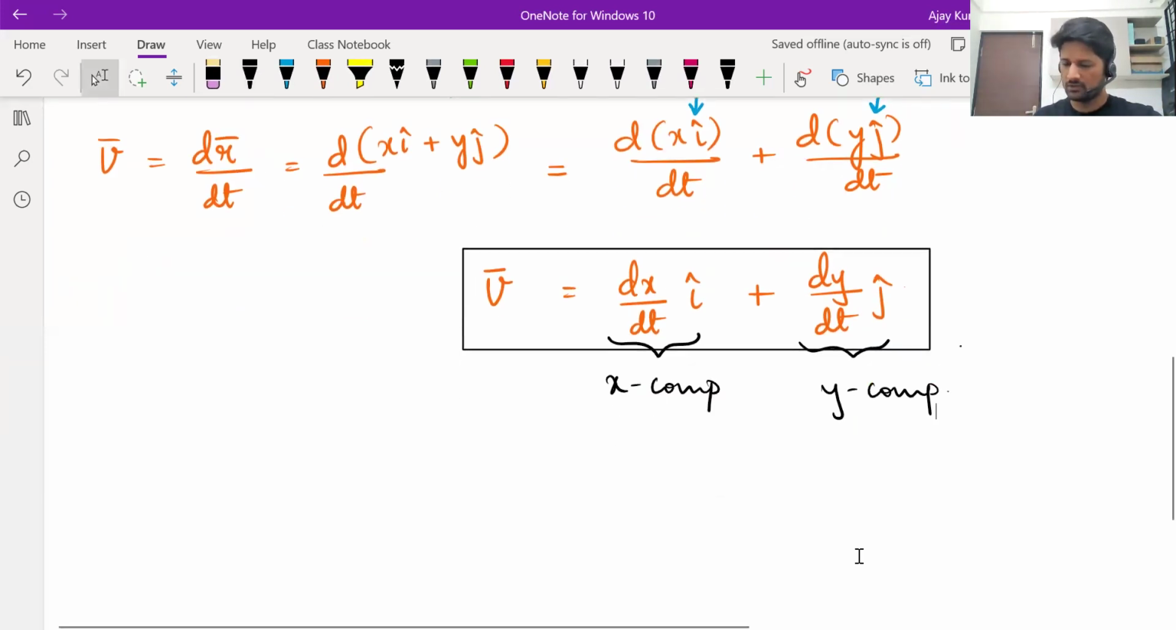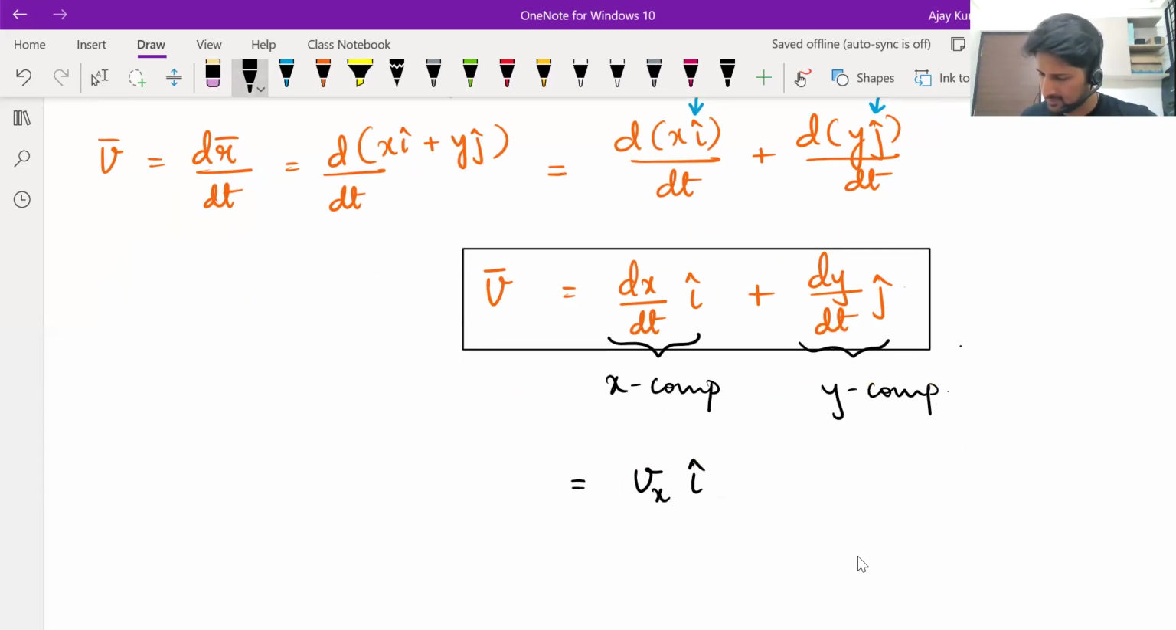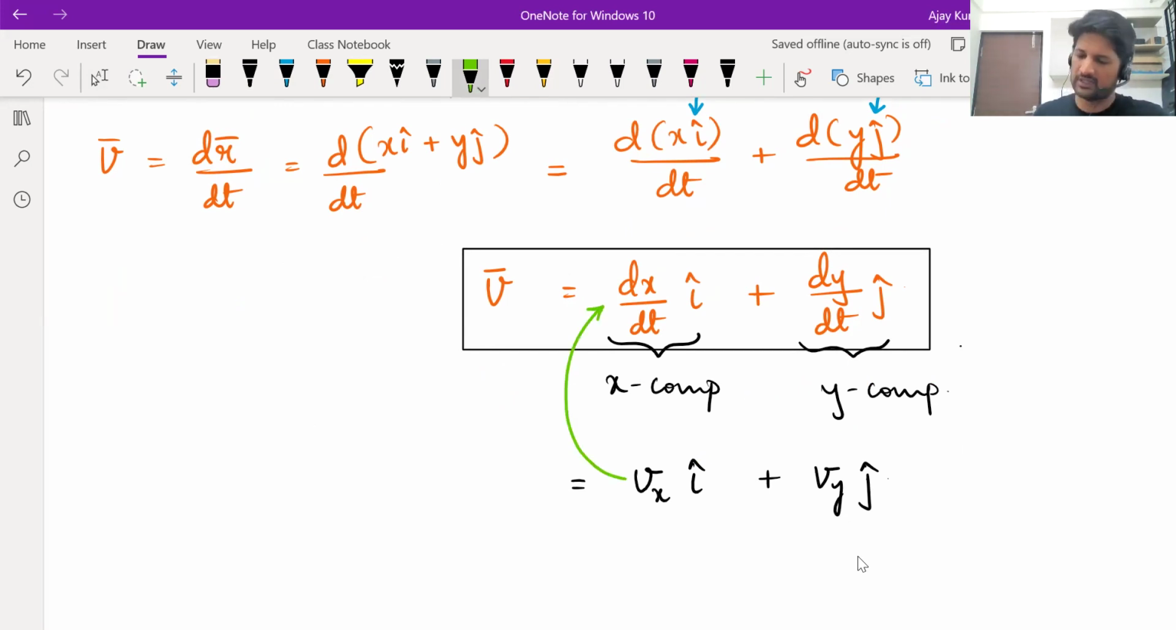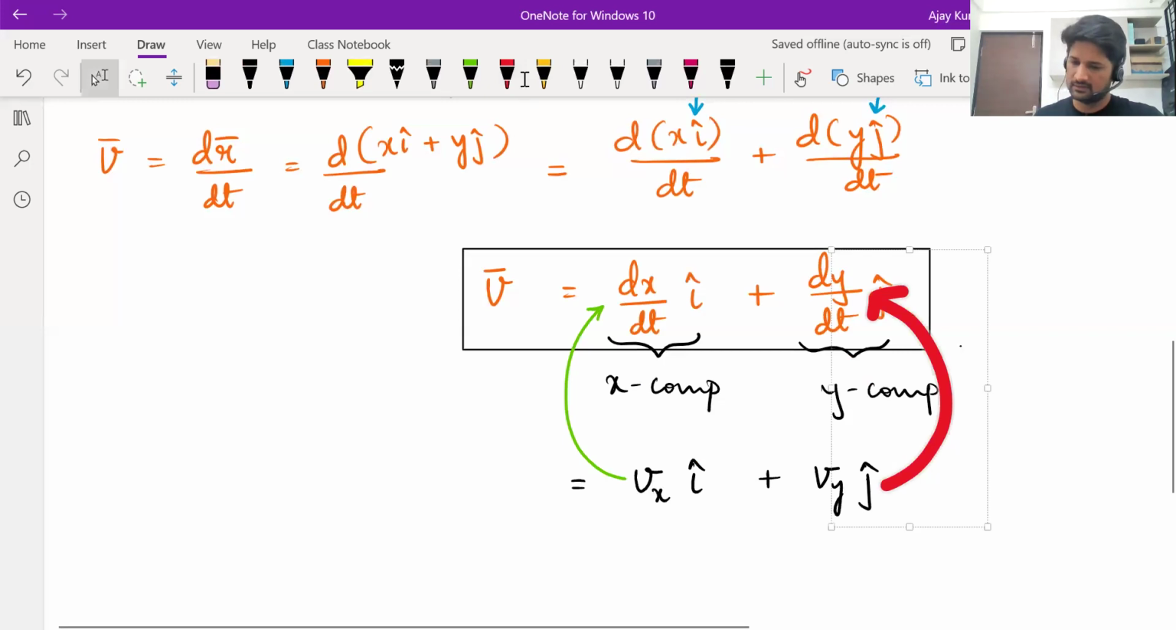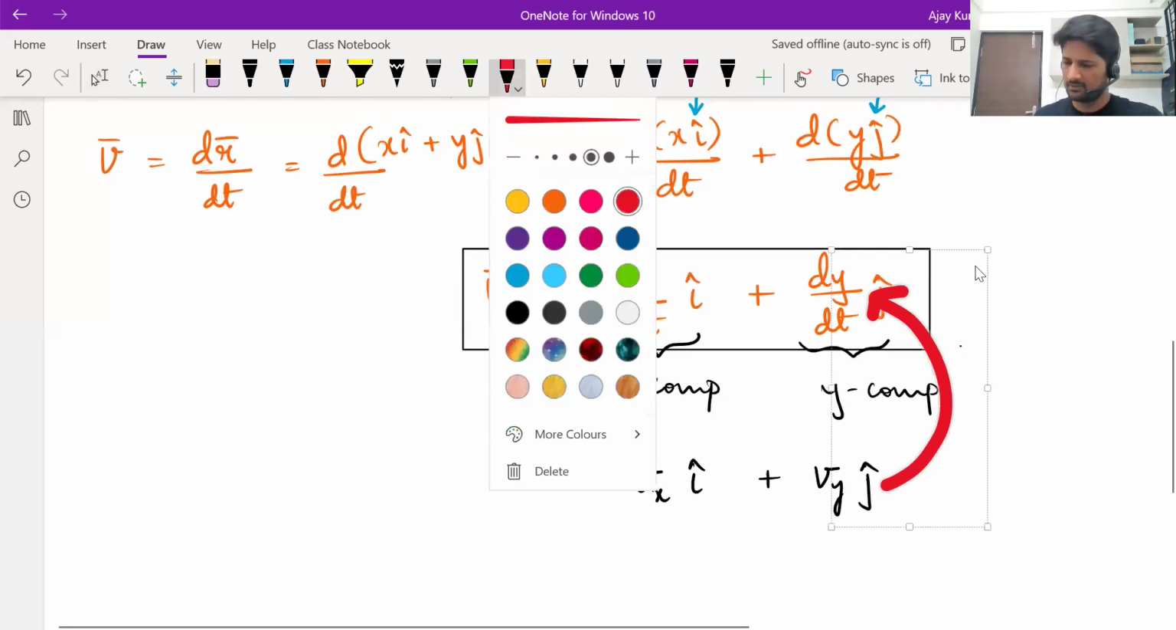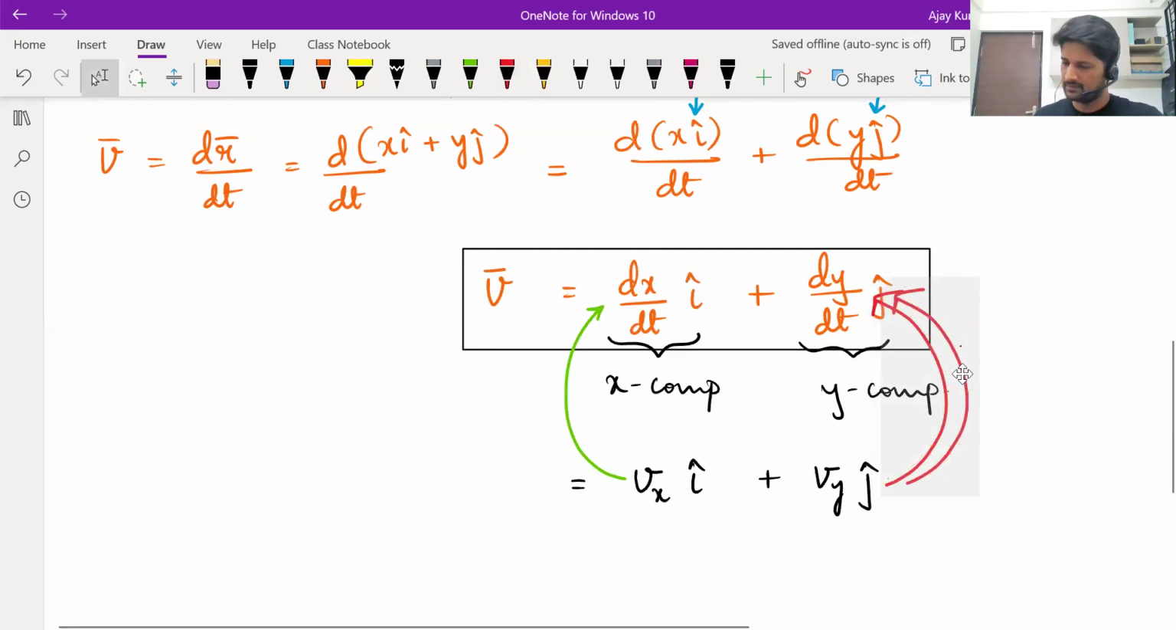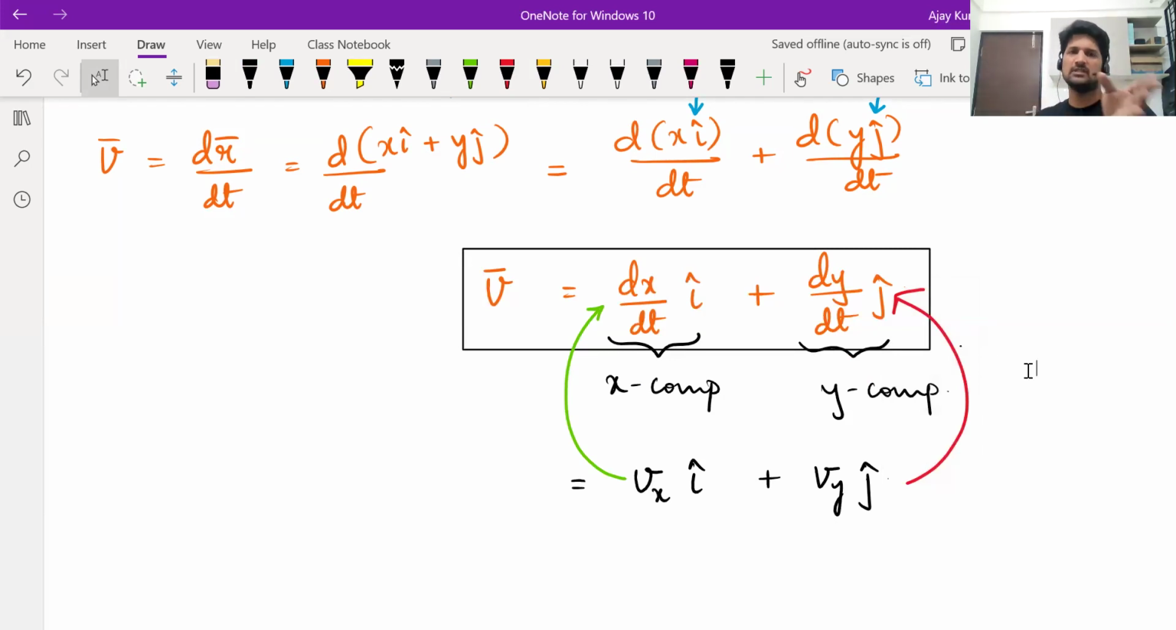Okay, so you can also write this as x component Vx i cap, that means velocity in the x direction, and Vy j cap, velocity in the y direction. And understand this, velocity in the x direction changes the x coordinate of the object, and velocity in the y direction changes the y coordinate of the object. Let me adjust this. We'll solve problems, you'll understand this clearly. X component of velocity changes x coordinate, y component of velocity changes the y coordinate.